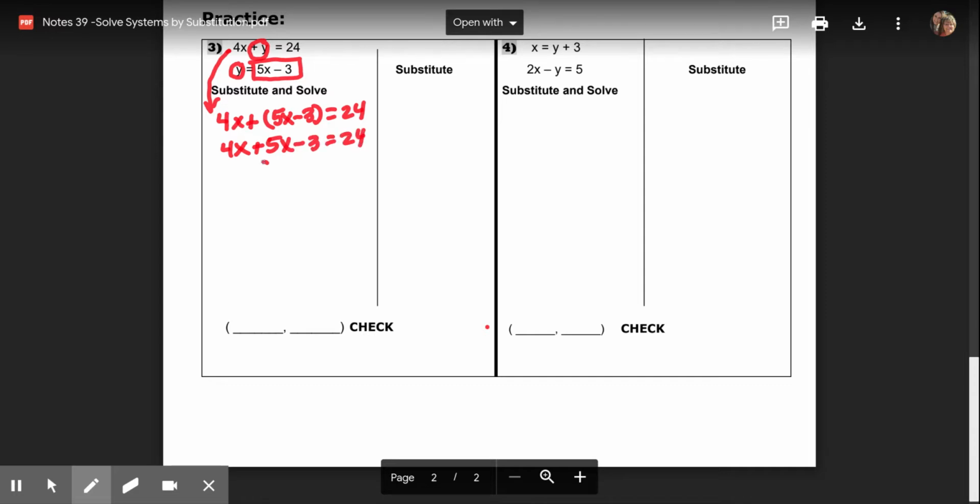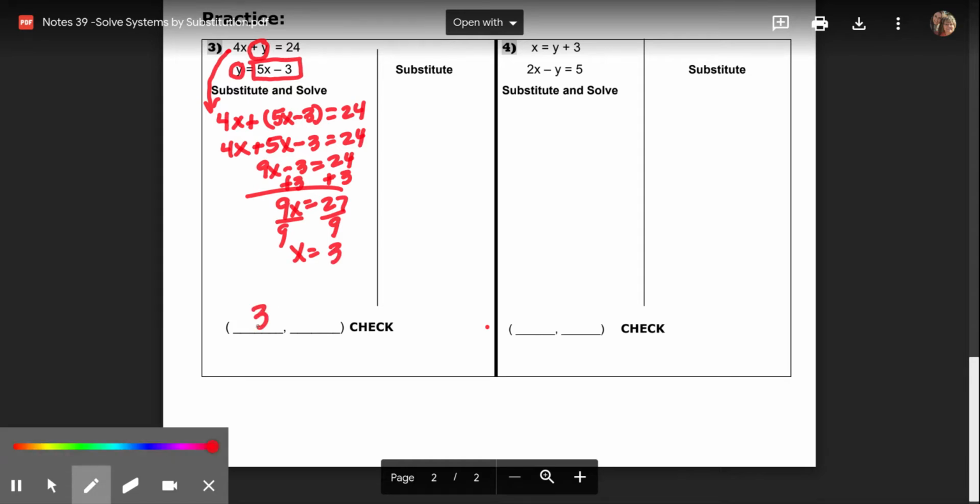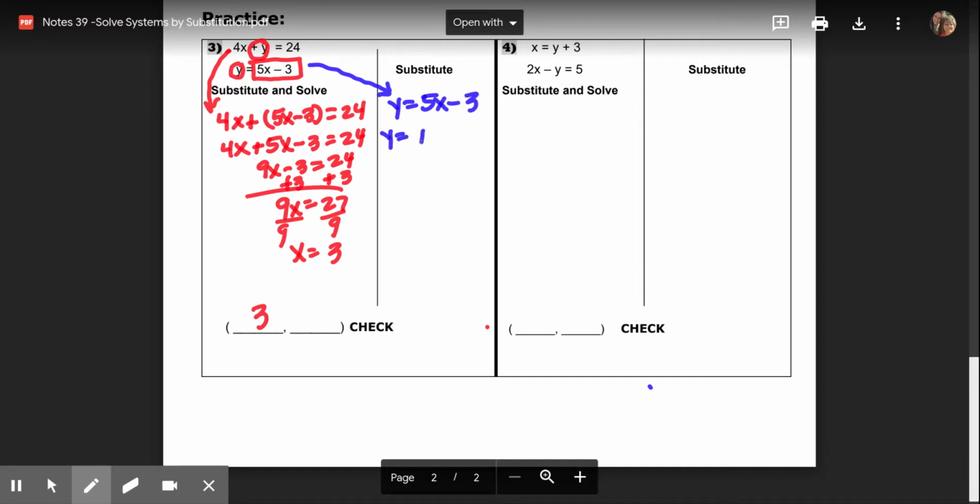So 4x and 5x is 9x. Minus 3 is 24. I'm going to add 3. So 9x equals 27. Divide by 9. So x equals 3. And then I'm going to substitute. So I'm going to use this equation that I boxed in. So y equals 5x minus 3. So y equals 5 times 3 is 15 minus 3, which is 12.